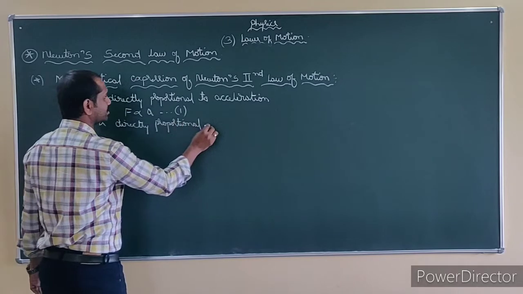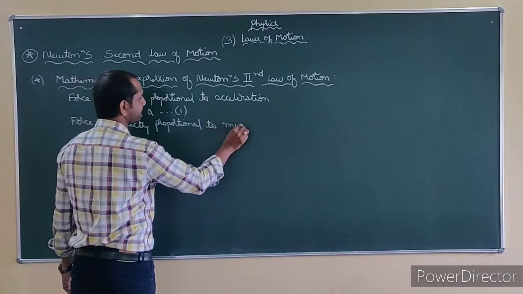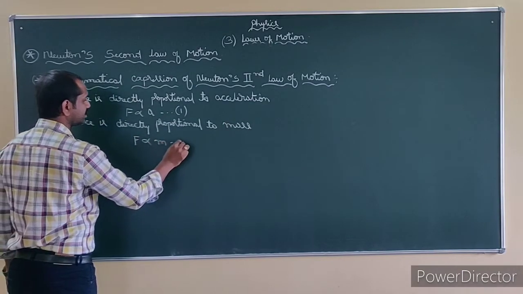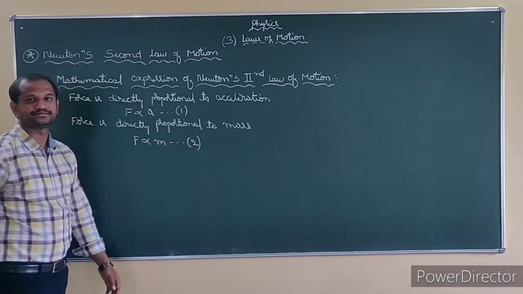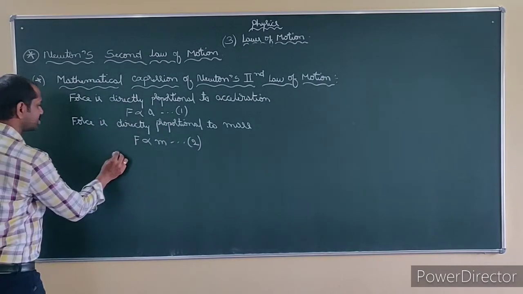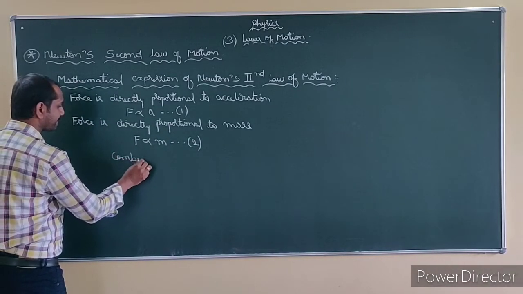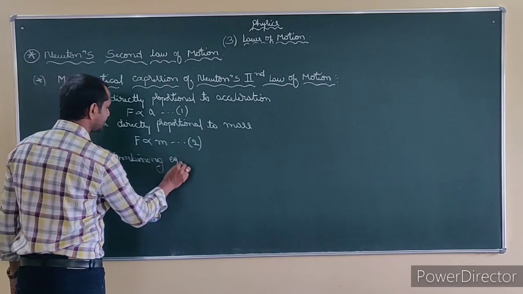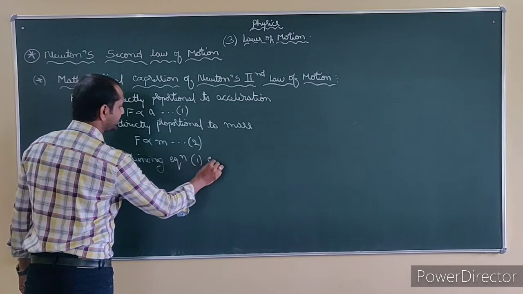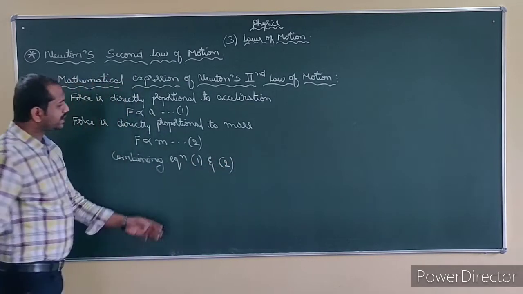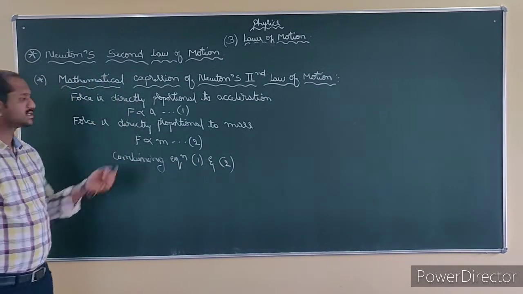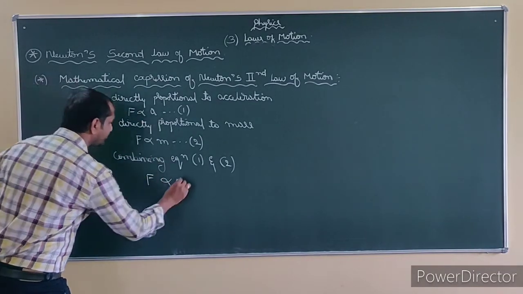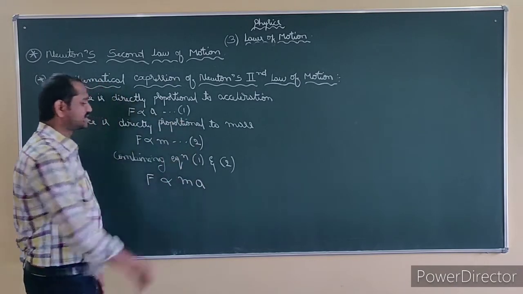Force is directly proportional to mass. So what I have? F is directly proportional to m. This is equation 2. Understand? Combine equation 1 and 2. When you combine equation 1 and 2, what do you have towards LHS? You have F itself. Therefore, F is directly proportional to mass and acceleration.